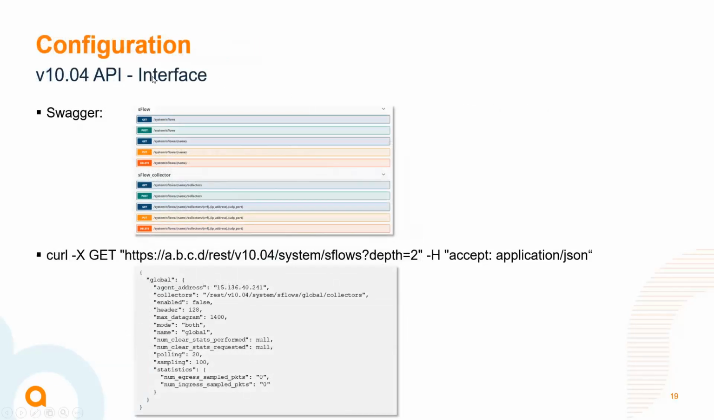You can set S-Flow through the API. On Swagger, you've got two entries, S-Flow and S-Flow collector, and you can use that curl command if you want to, with that dataset, setting in the global context all the information that I explained in the CLI. You can set that through the API.